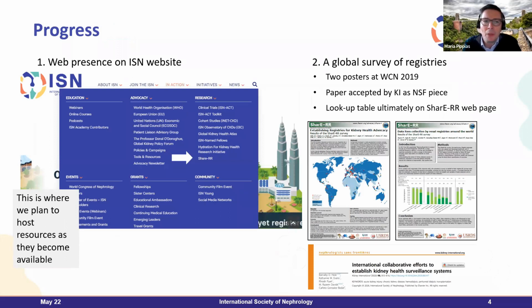And this was originally for 2 years, and we had a couple of things that we were going to deliver in that time. We got a presence on the ISN website, and we did a survey of registries around the world, looking at the data that they collected and the methods that they used. And we presented a couple of posters at the World Congress of Nephrology in 2019 in Melbourne, and wrote a paper at the bottom there in Kidney International, a Nephrology Sans Frontières piece, which summarizes the results of the pilot and the results of the survey.